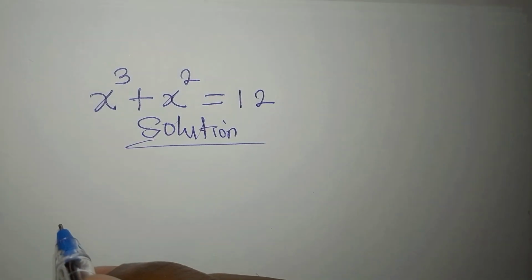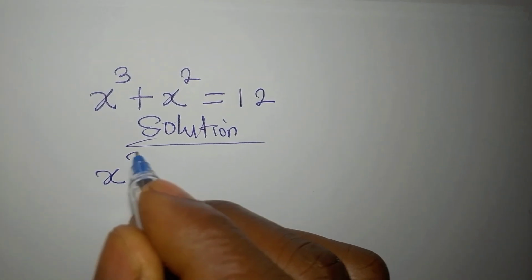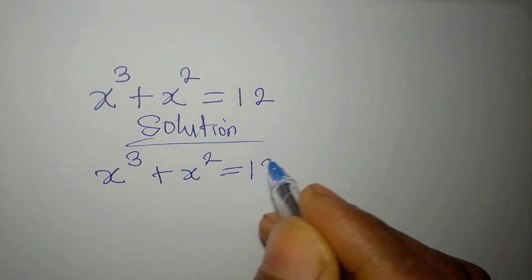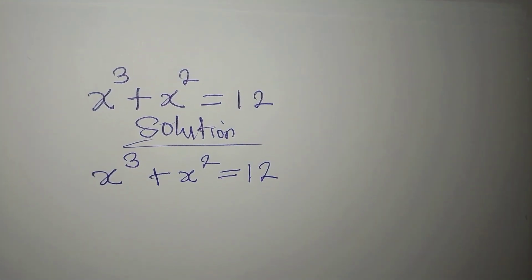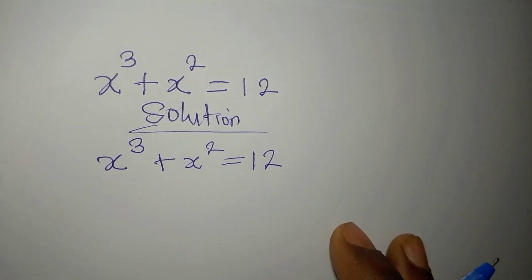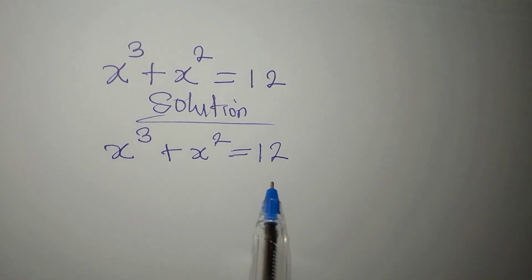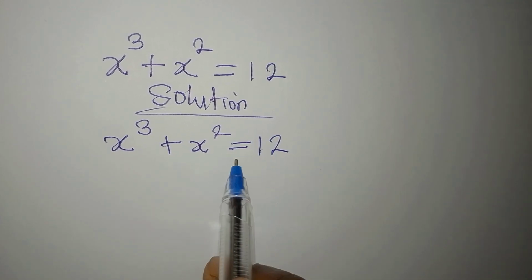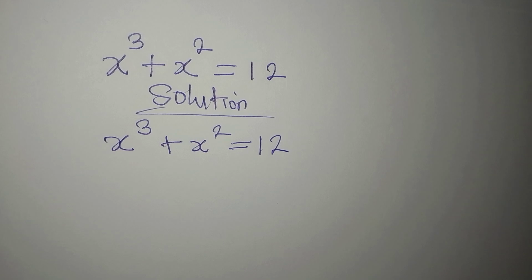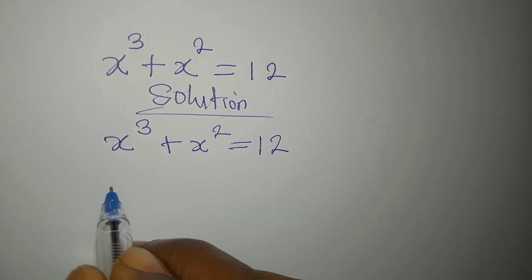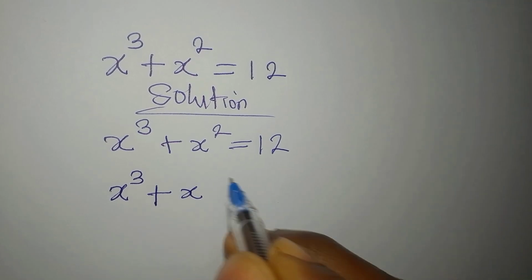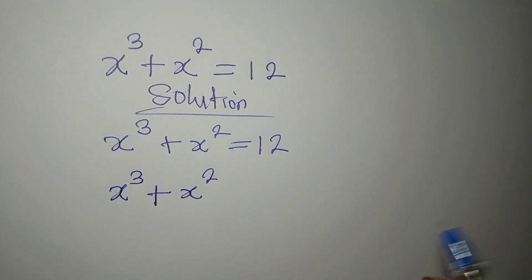Let's provide a solution to this problem. x to the power of 3 plus x to the power of 2 equals 12. When I have a problem like this, what will come to my mind is the number on the right hand side. If I can express it in this form, that is all. Mind you, this is x to the power of 3 plus x to the power of 2, right?